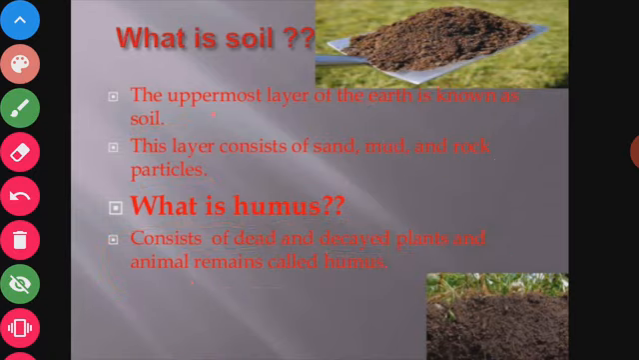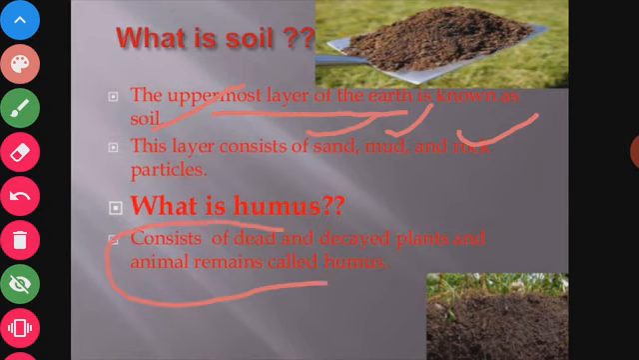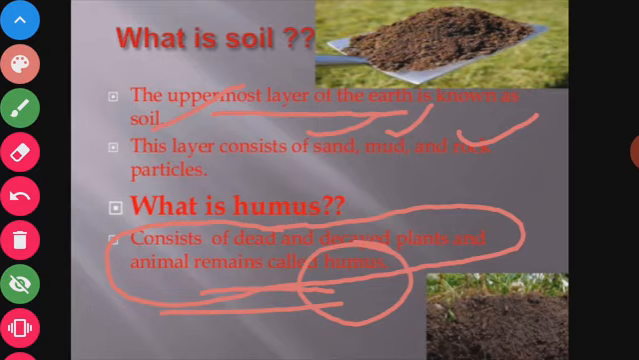What is soil? It is the uppermost layer of the earth, known as soil. It consists of sand, mud, and rock particles. And what is humus? It consists of dead and decaying plants and animals, the dead and decayed parts of plants and animals. That is called humus.